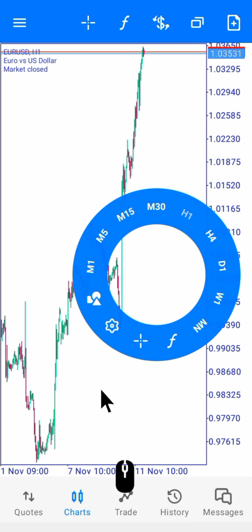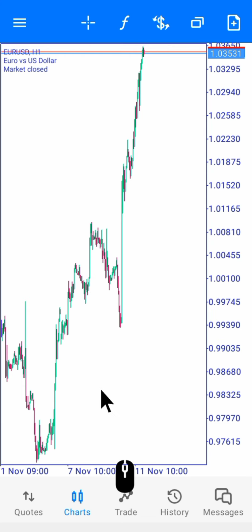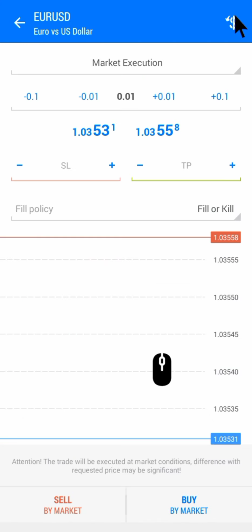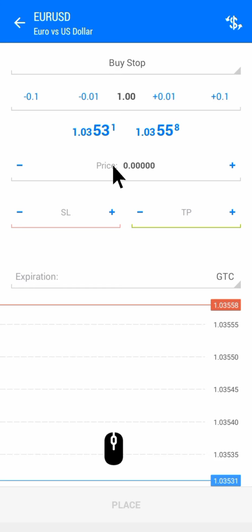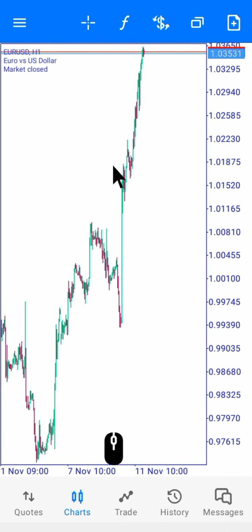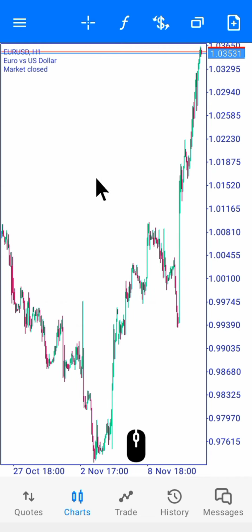Another thing I want to show you is a buy stop. How do we set a buy stop? We are going to come here and choose what we call buy stop. Now, before we place a buy stop, we are going to go back to the chart and find a position where you can place a buy stop.